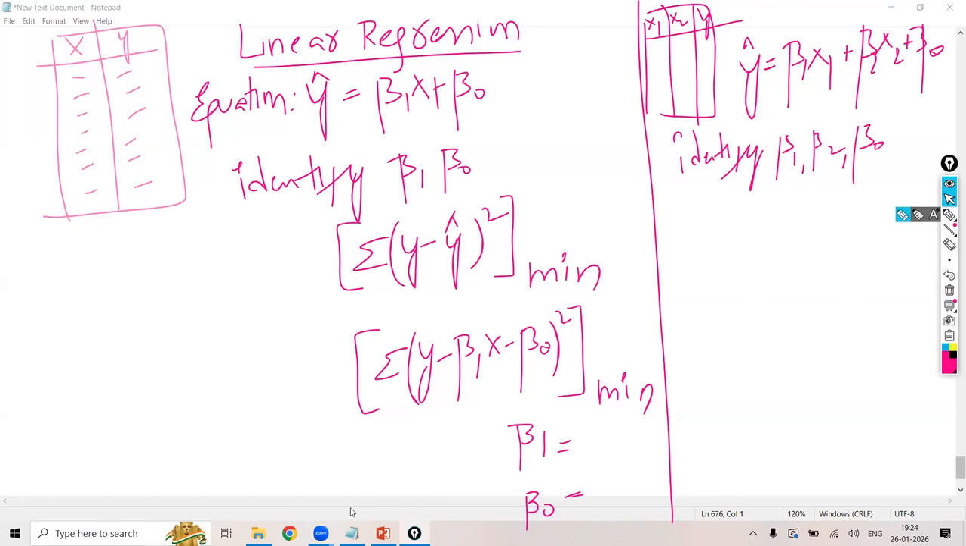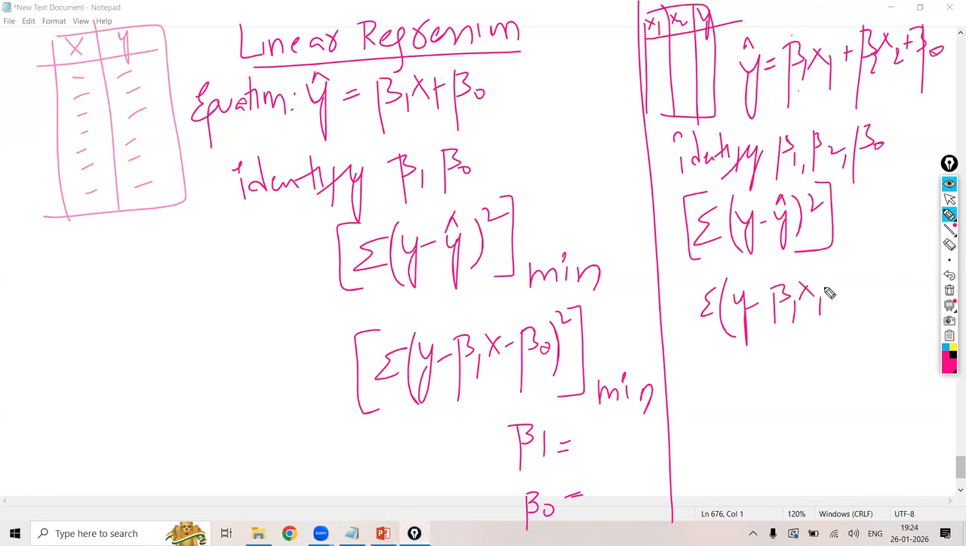Now, how to identify beta 1 and beta 2? Sigma of y minus y hat, whole square. This is the entire y hat. If I substitute here: y minus beta 1 x1 minus beta 2 x2 minus beta naught, whole square.